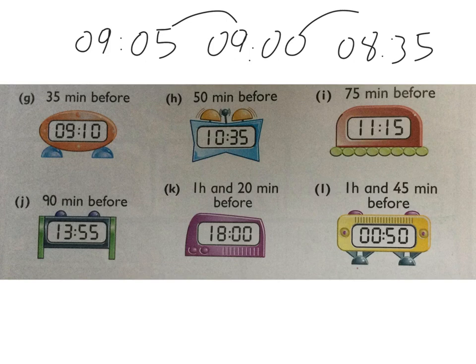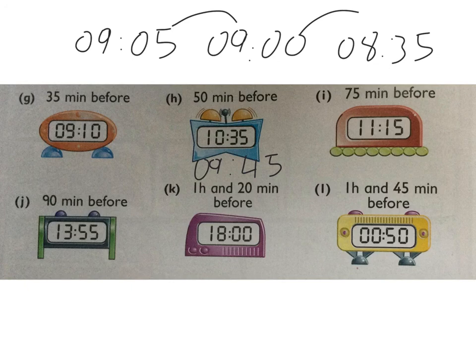Okay, next one, 50 minutes before. So strategy, 50 minutes before. If I take an hour away, that would bring me to 9:35, but I'm only taking 15 minutes away, so that would bring me to 9:45. Okay, remember the 0, 9:45.